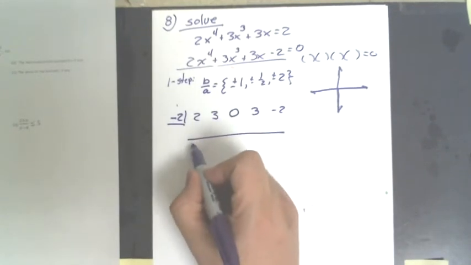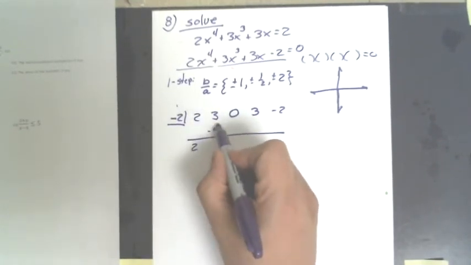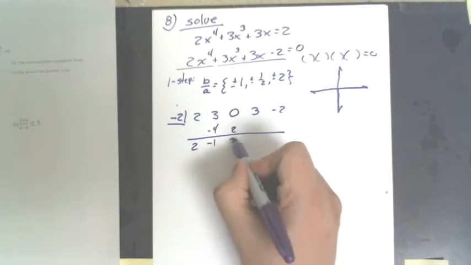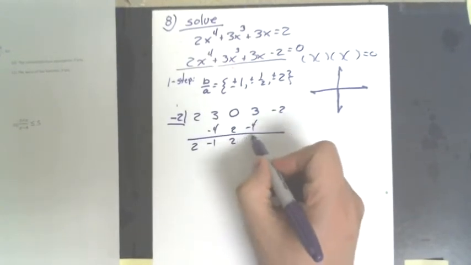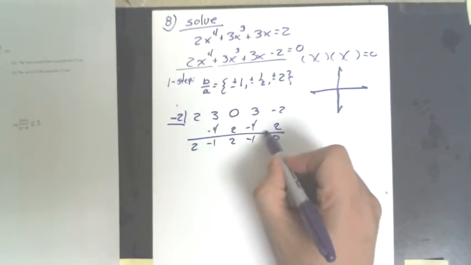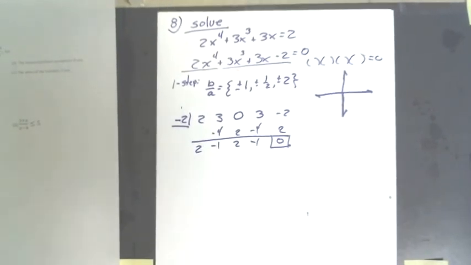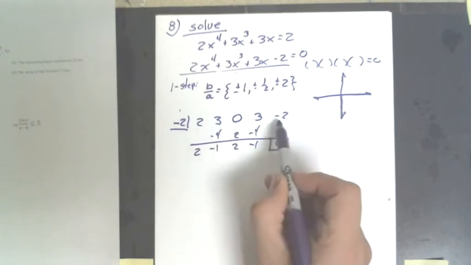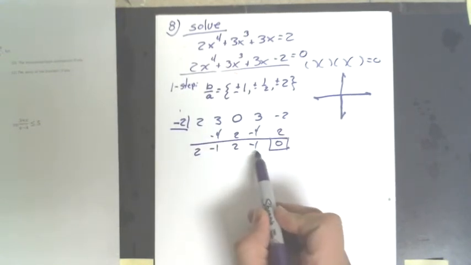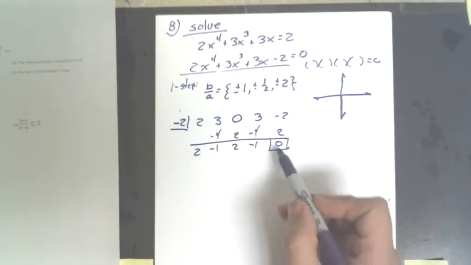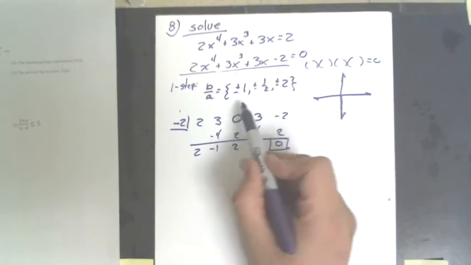But anyway, real quick, bring down the 2. Negative 2 times 2 is negative 4, negative 1, 2, 2, negative 4, negative 1, 2, 0. And good, that worked. We knew it worked. We did it before. But again, this breaks us from the 4th degree polynomial down to just a 3rd degree polynomial.